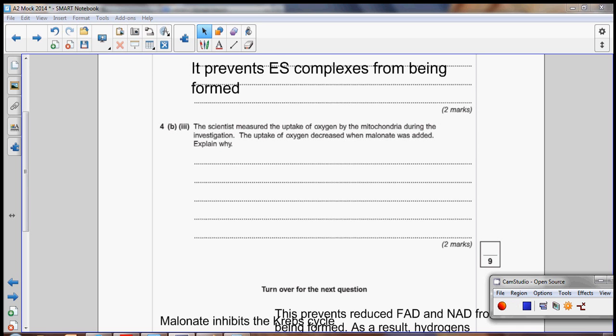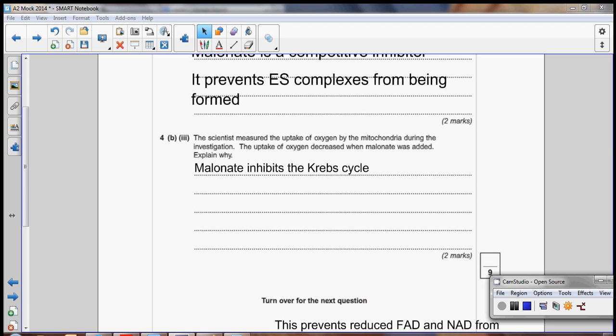So, to start off this answer, I would be explaining that malonate inhibits the Krebs cycle. But oxygen isn't actually involved in the Krebs cycle, so I need to go a bit further and explain how inhibiting the Krebs cycle leads to oxygen uptake being decreased. Now hopefully you know that oxygen is used up during the final step of the electron transport chain, where electrons and protons are transferred onto the oxygen, forming water.